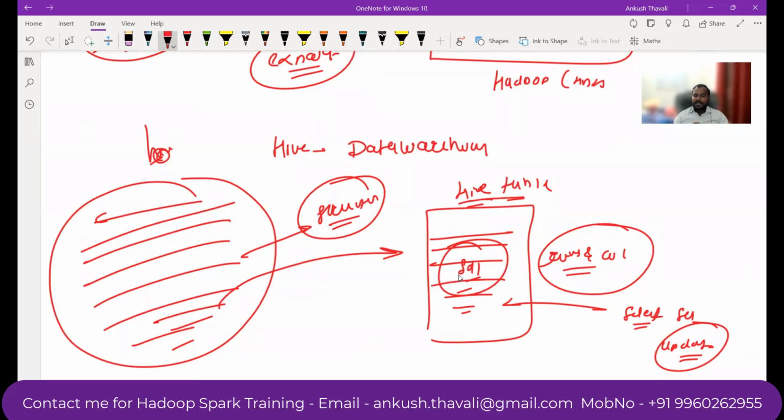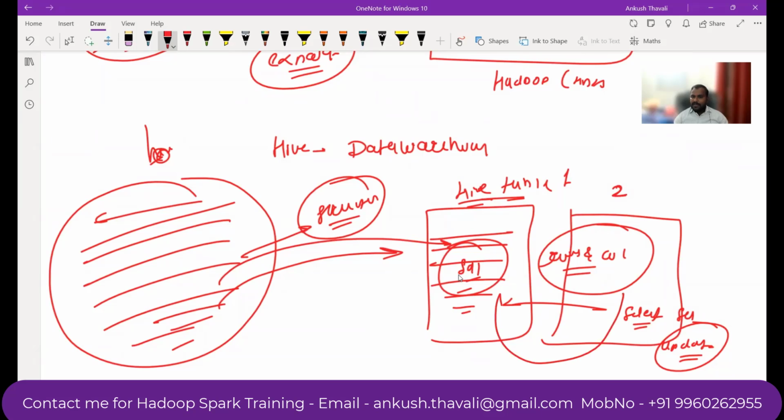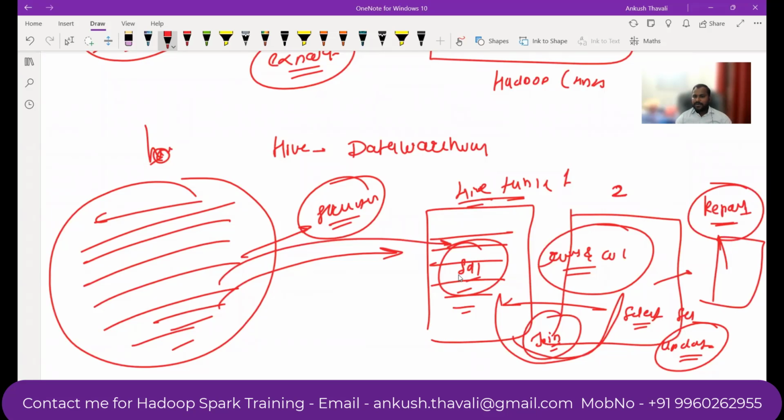Most probably in a real-time project, what we do is place our data into Hive tables. Let's say this is my Hive table 1, this is my Hive table 2, and we will do a join on these tables, and we will try to fetch a meaningful report from there. We will get some report by doing some joining, based on the project requirement.